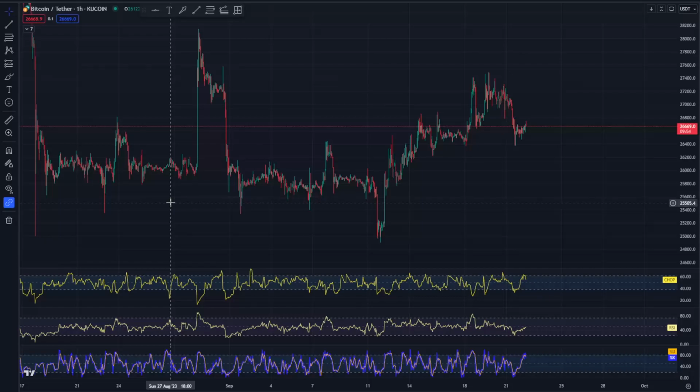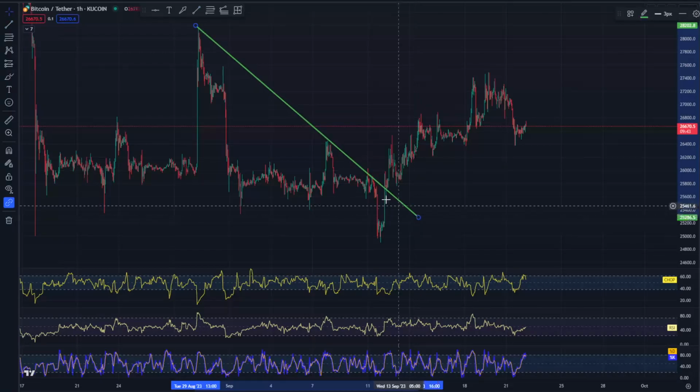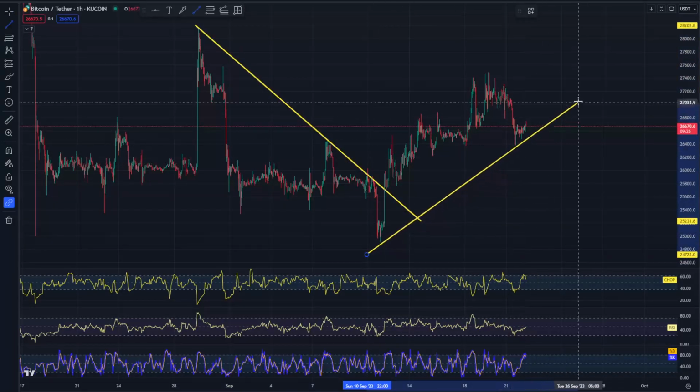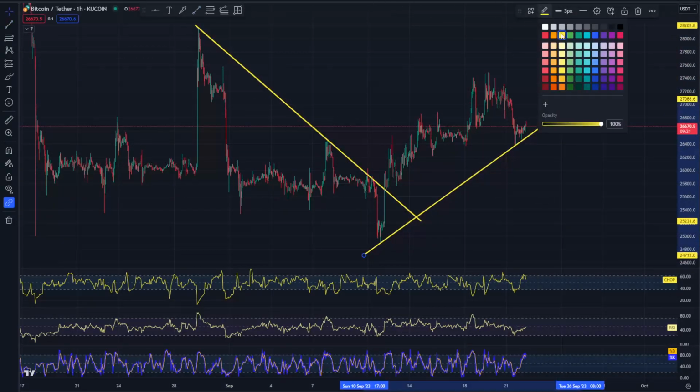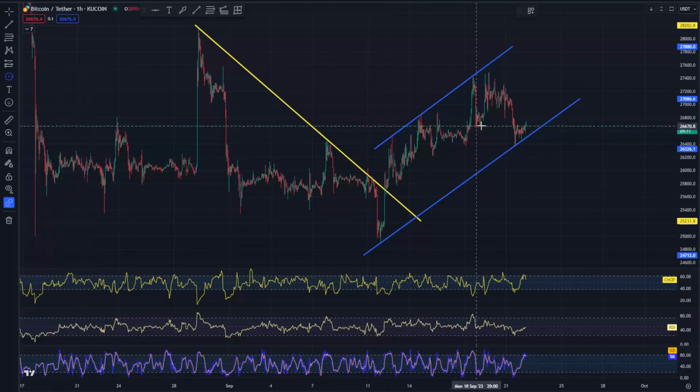Let's start by checking the current situation on the BTC to USDT pair, taking into account the short time frame of 1 hour. First, we will use the yellow line to mark the downward trend from which the price has gone up, entering the upward trend channel, which we can use the blue lines to define. As we can see, the price is moving at the lower border of the mentioned channel.